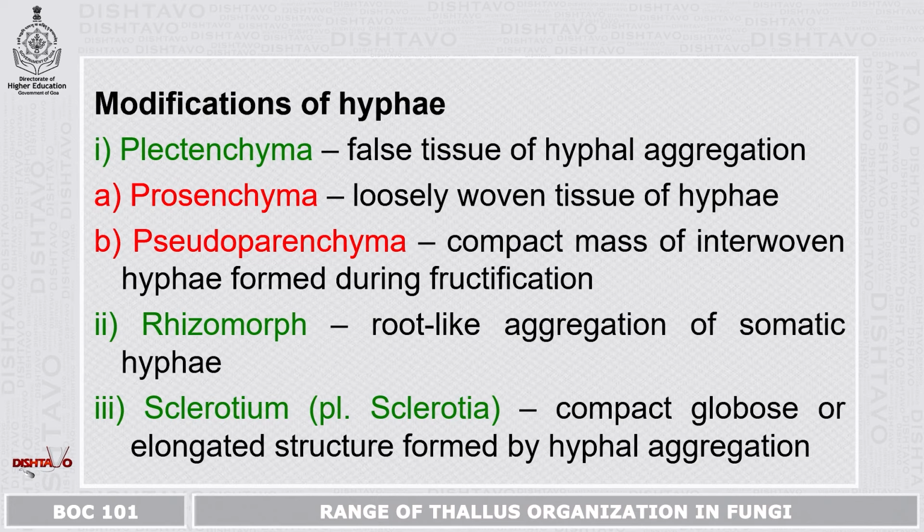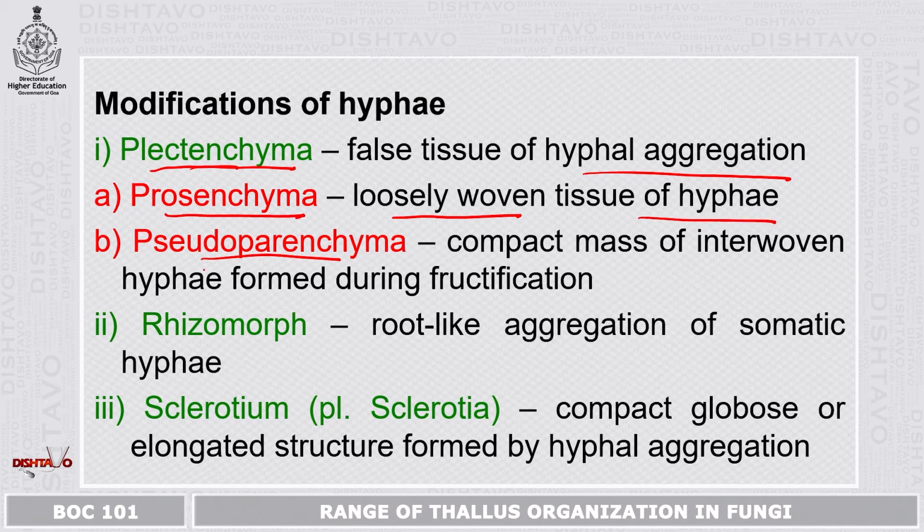This mycelium undergoes several modifications, and they perform different functions. Some of the modifications I have listed down here. The first one is plectenchyma, which is basically a false tissue of hyphal aggregation. And plectenchyma is further divided into two classes, that is prosenchyma and pseudoparenchyma. Prosenchyma is basically the loosely woven tissue of hyphae. I will show you the diagram also.